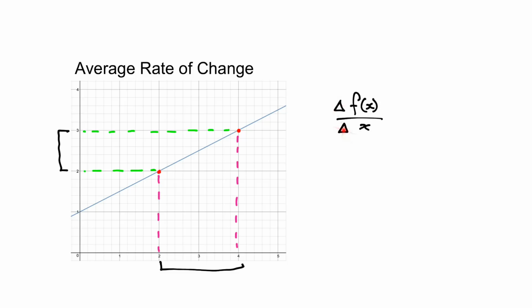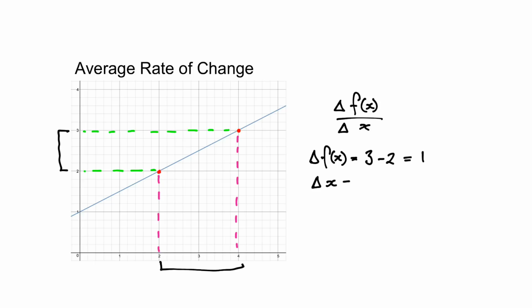Well, using the information that we have up here, we're looking at the change in our function, so our delta f of x is equal to our top point has a value of 3, and our lower point has a value of 2. So our change in our function is equal to 1. Now we have our change in our function, we just need to see what our change of our input was.